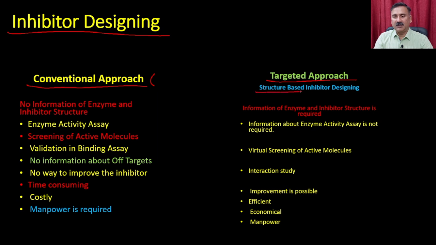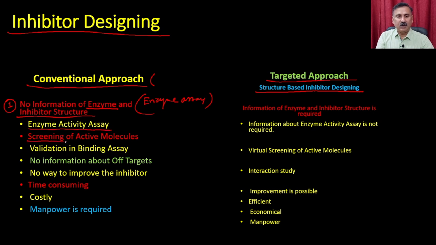What is the difference in inhibitor designing between the conventional, or traditional, approach and the targeted approach? Targeted approach means structure-based inhibitor designing. One of the major advantages of the conventional approach is that it does not require the structure of the enzyme or the inhibitor. If you have the enzyme assay, you can identify an inhibitor. What you require is an enzyme activity assay and screening of active molecules. So you require a library of molecules, which means you require the molecules in hand. Then you require validation in binding assays.